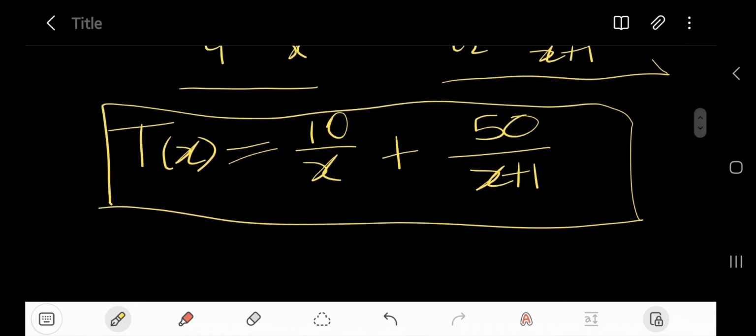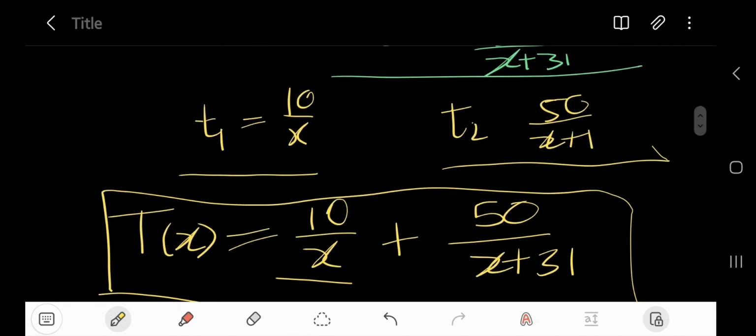You understand? So it took him 10 over x hours to run the first part of the race, which is the running part, and it took him 50 over x plus 31. I'm sorry about that, it's 31, plus 31. I don't know why I wrote that.